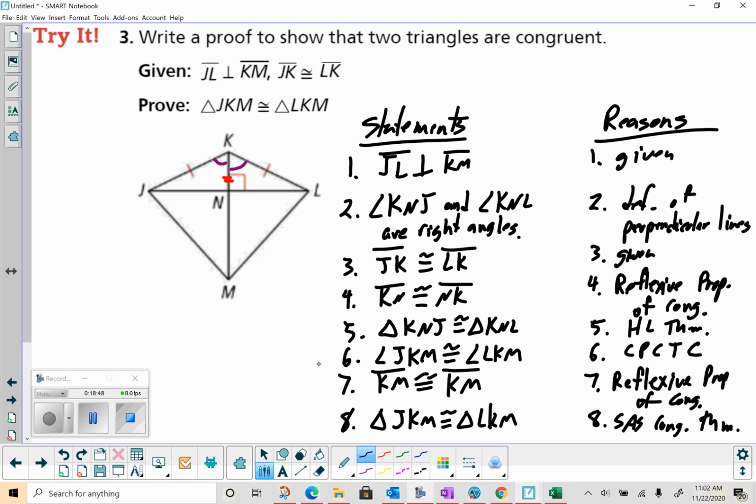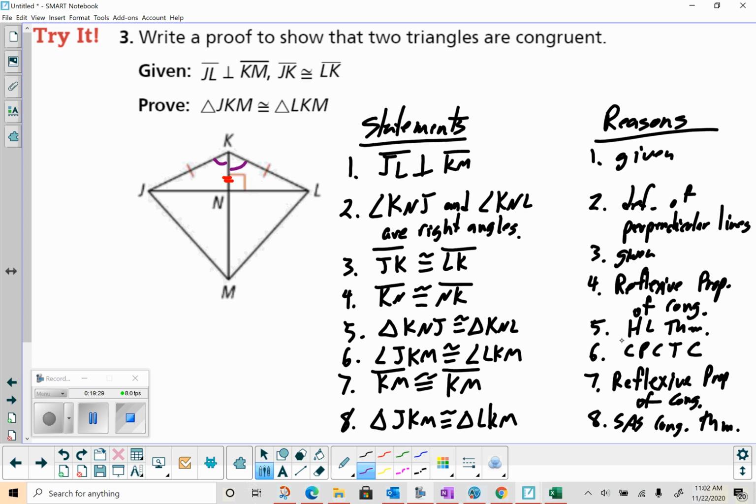For those of you that hesitated there just a moment about what CPCTC means. Again, let me emphasize for the 43rd time, you can only say that those parts are congruent to one another after you've shown that you have congruent triangles. You can't start with CPCTC. All right, well, I hope that gets you going here for section 5.